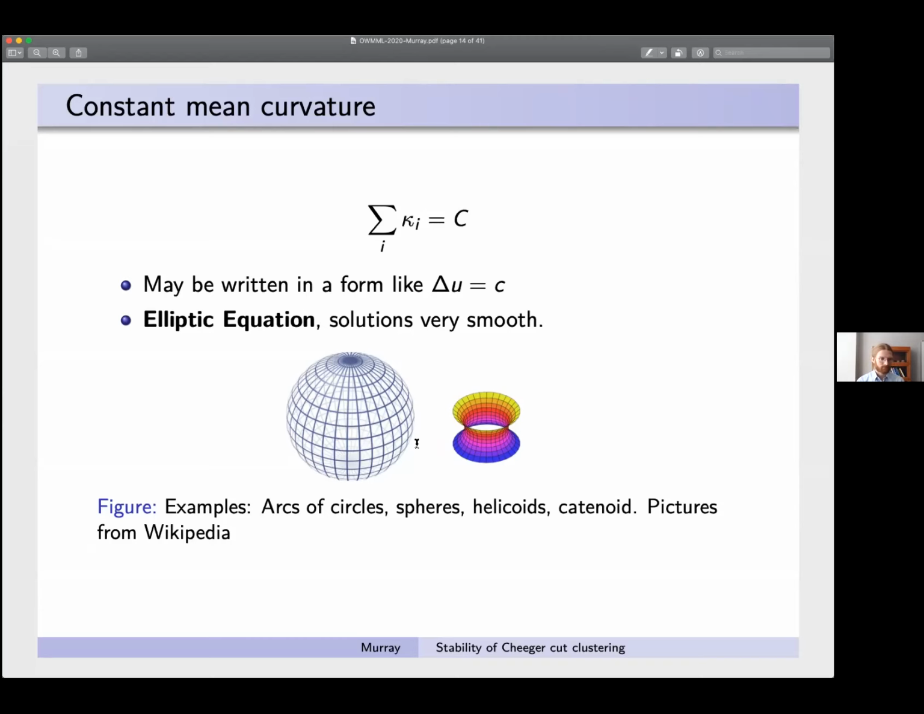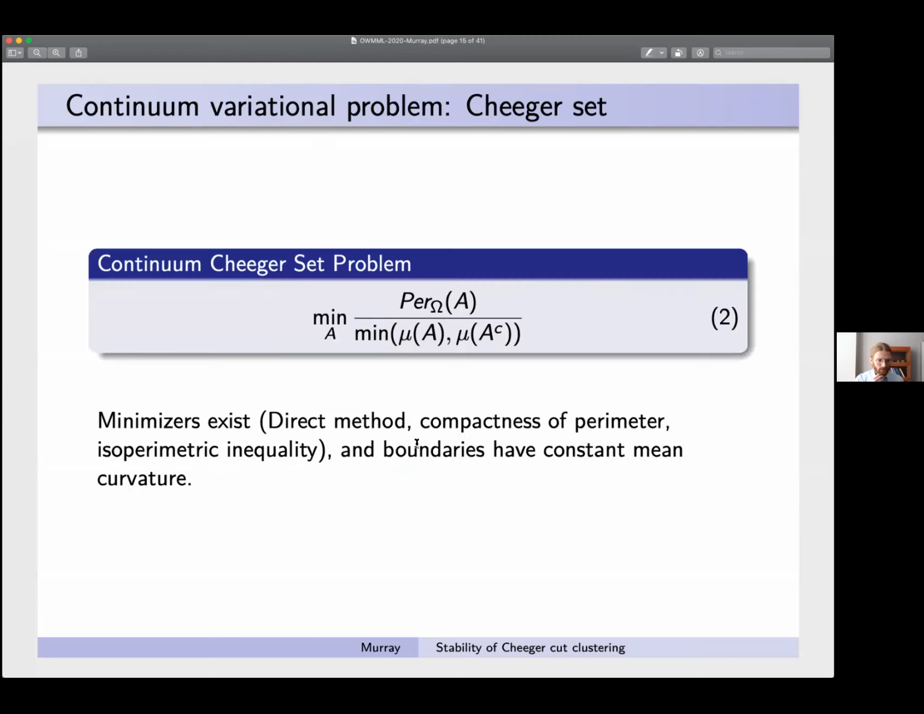Now we can return to this continuum Cheeger set problem, where we're minimizing over A the perimeter divided by the minimum of these two areas. One can show using very classical tools from the calculus of variations that minimizers exist, using basically the isoperimetric inequality and some compactness of the perimeter with respect to L1. In some generalized sense, the boundaries have constant mean curvature, and modulo a very small set, they have to be analytic surfaces.